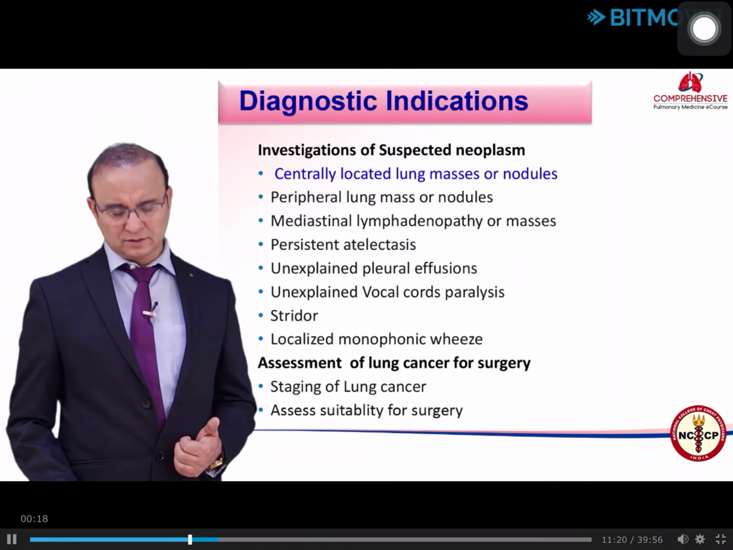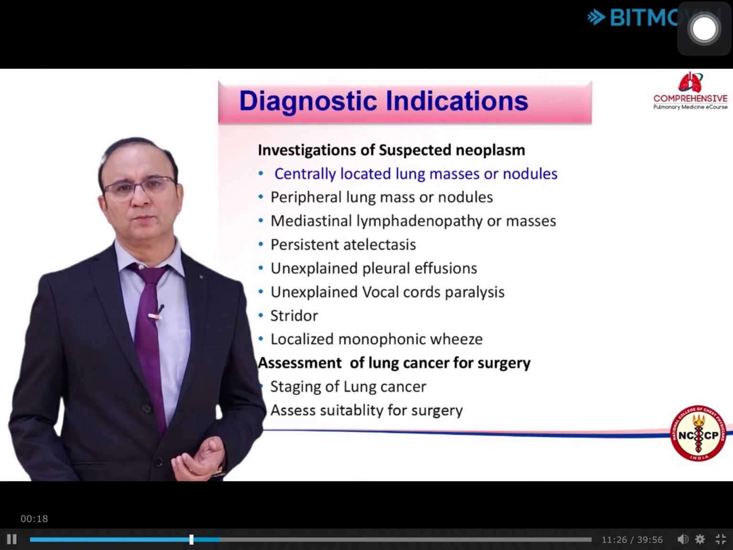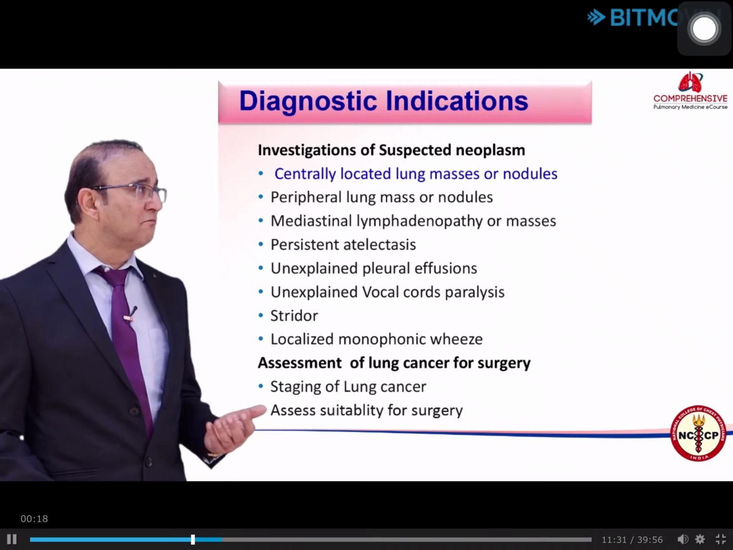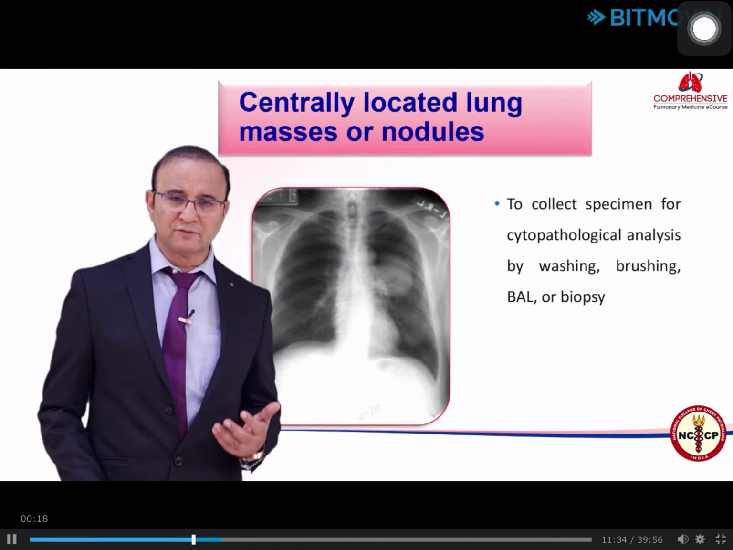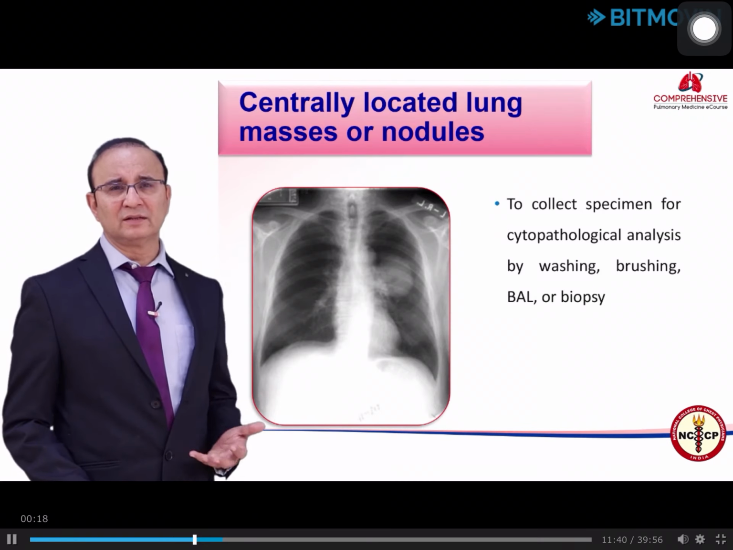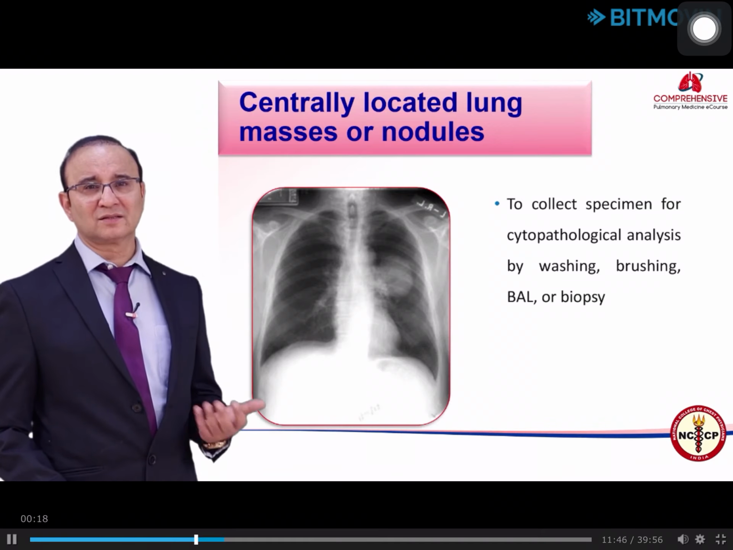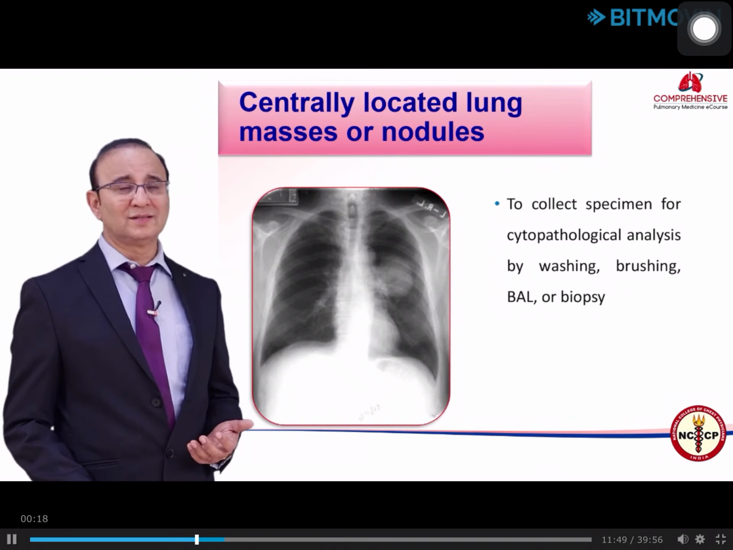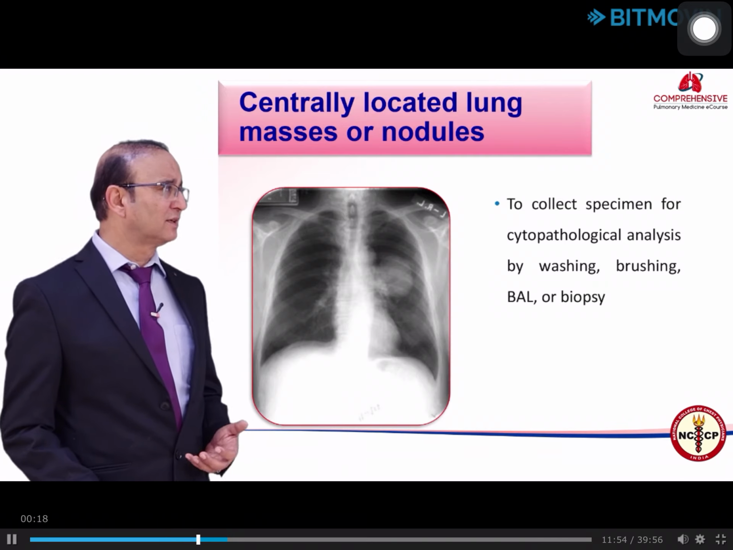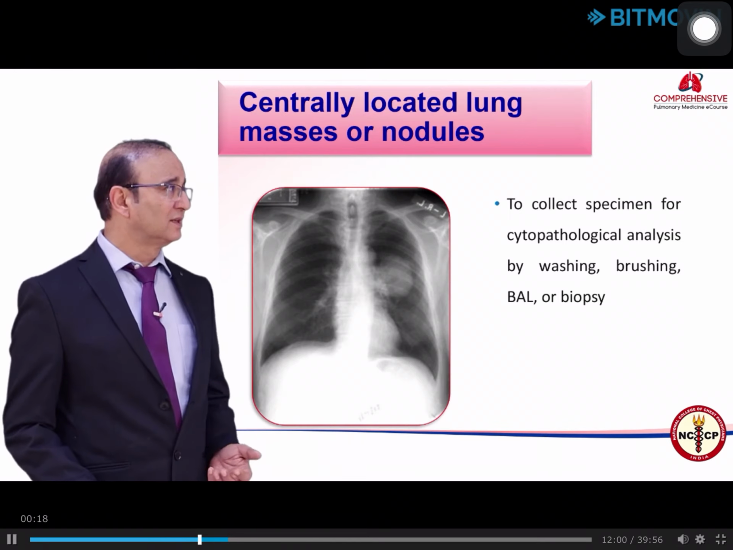Then the other indication where you use bronchoscopy is investigation of a suspected neoplasm, which can present in a variety of ways. It could be centrally located masses or nodules. Bronchoscopy is a very reasonable approach to obtain samples and evaluate the central airways when you have seen a mass or a suspected nodule on the chest film or a CT scan. Diagnostic specimens can be collected for cytopathological examination: washing, brushing, and biopsy in these patients.